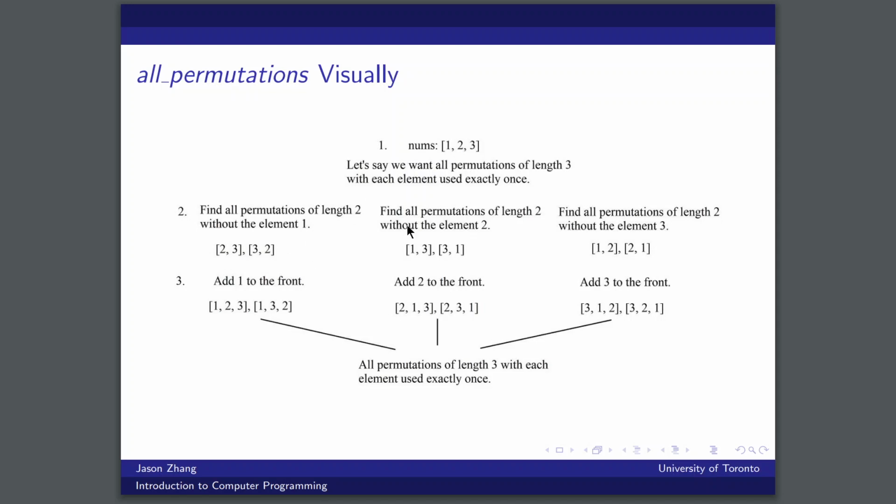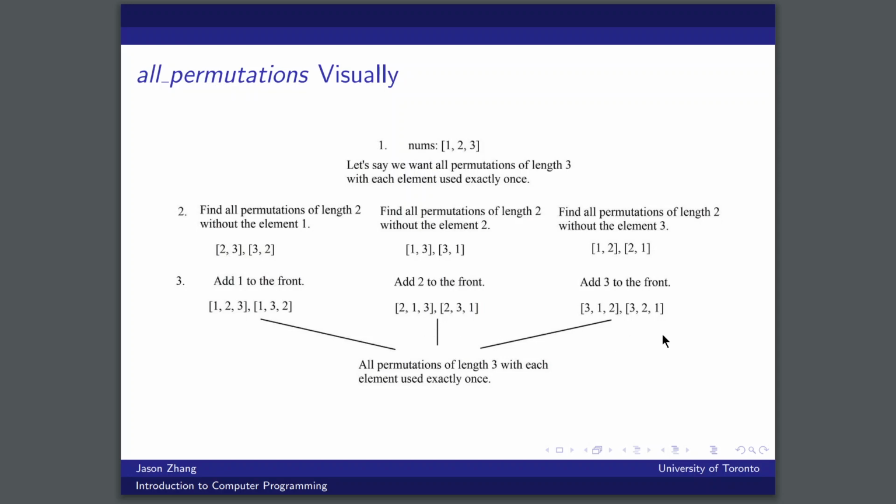We do the same by removing 2 to get 1, 3, and 3, 1. And we would remove 3 to get 1, 2, and 2, 1. Then we take each of these permutations and we simply add the element we removed to the front. And we would generate, for example, in this case, when we had removed 1, we would generate 1, 2, 3, and 1, 3, 2. And we get all of our cases here.